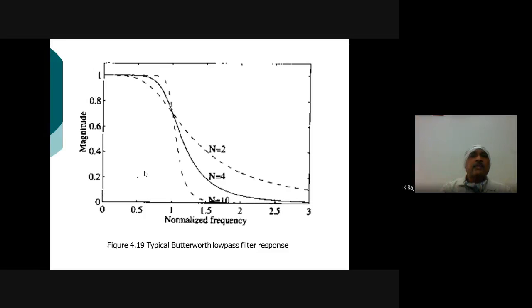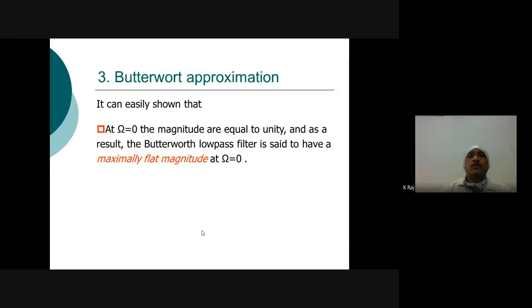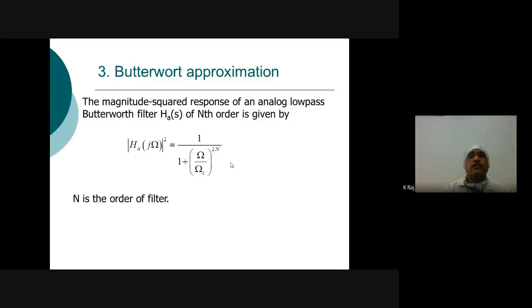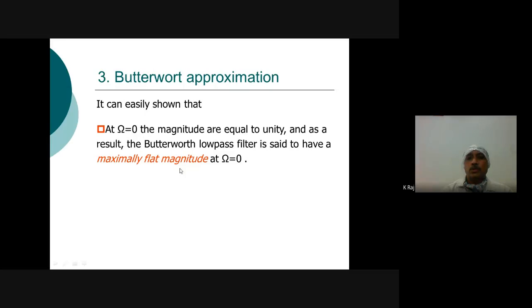And this is again the representation of the same one, but here we have considered the normalized frequency. Now in the Butterworth approximation, it can easily be shown that at omega equal to 0, the magnitude is equal to unity, and as a result the Butterworth low pass filter is said to have a maximally flat magnitude at omega equal to 0, because we have described that the transfer function is given by this one. So when we put omega equal to 0, this value will become 1. So we can say it is maximally flat at omega equal to 0.